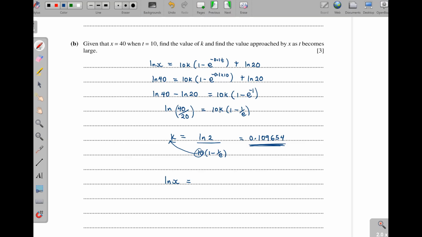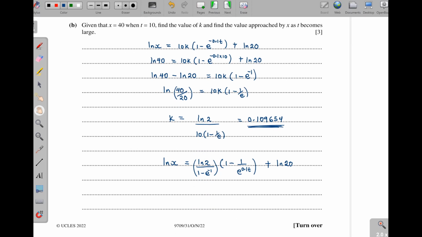Natural log of 2 out of this one, not so? So I can say this one is natural log of 2 out of 1 minus e to the power of negative 1. You see that? That is the k, the 10k. Then times 1 minus e to the power of negative 0.1 of t here. But this one I can write it like this: minus 1 out of e to the power of 0.1 of t, not so? Then plus the natural log of 20.